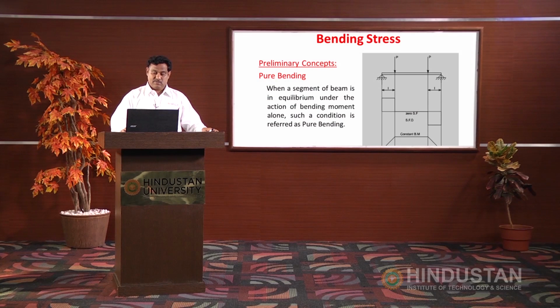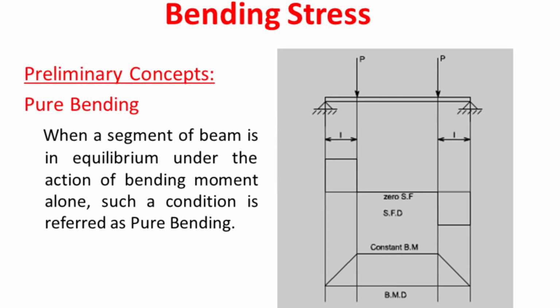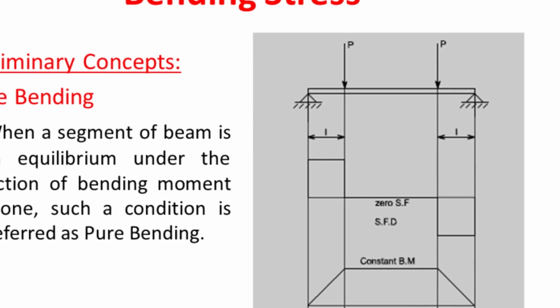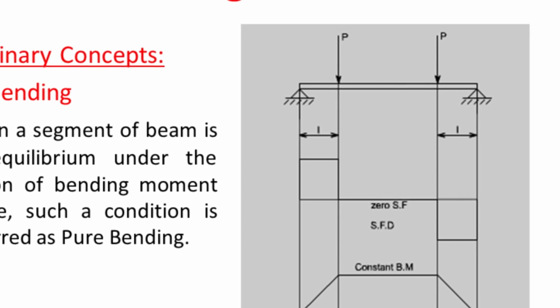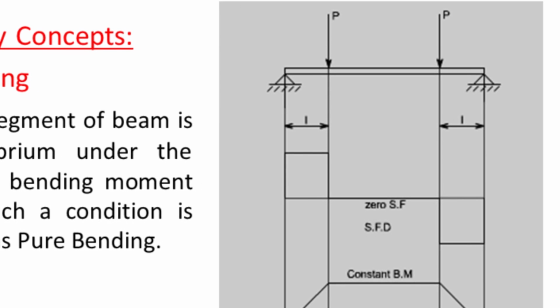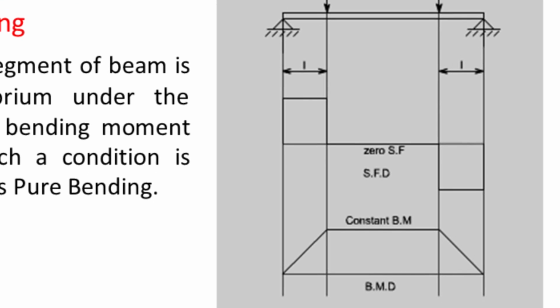We will see some preliminary concepts before going to the derivation of bending stress. The first one is called pure bending. When a segment of a beam in equilibrium is under the action of bending moment alone, it is called pure bending, or you can call it flexure also. This is a diagram representing pure bending. It is a simple beam with 2 point loads. In between, you can see the sections where shear force is 0 and the bending moment is constant. That is, at that portion the beam is in equilibrium under the action of bending moment.